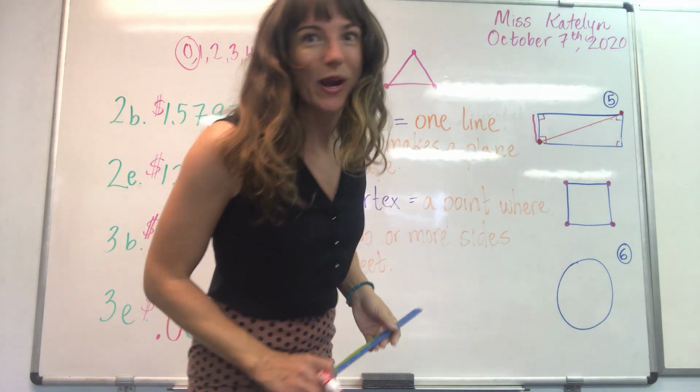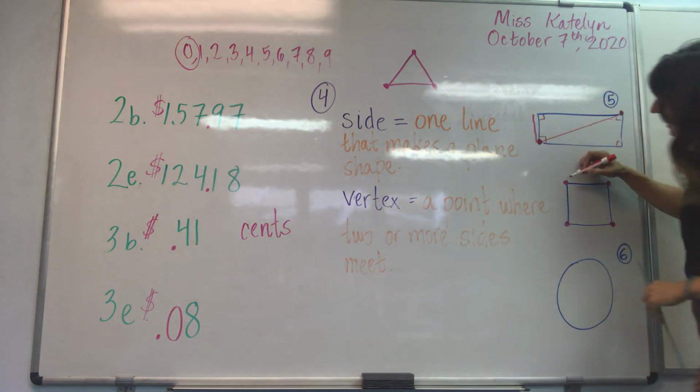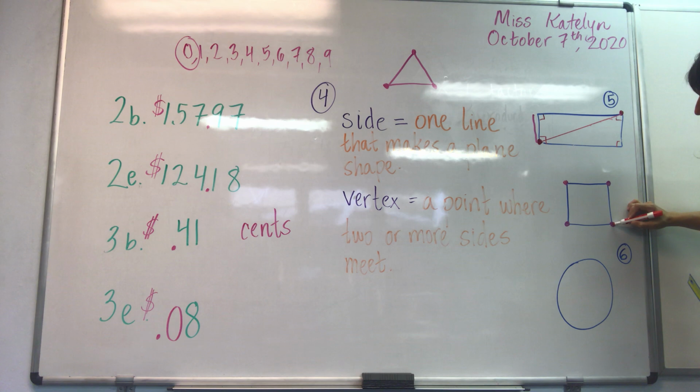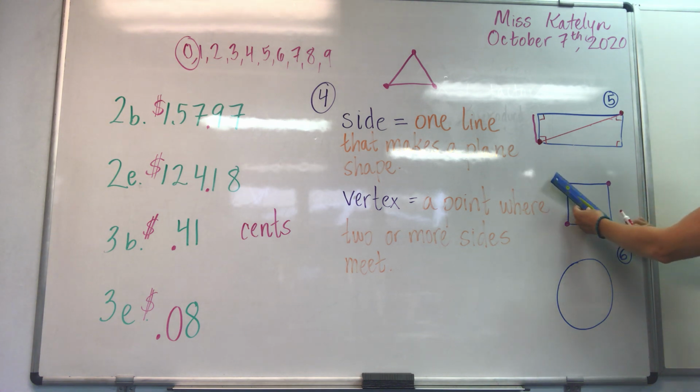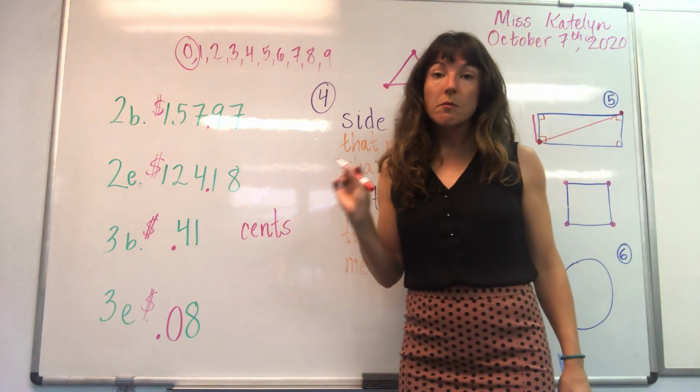Let's do it with the square, right? You see a square down there? A top vertex and a bottom opposite vertex. I take my ruler. You must use a ruler.